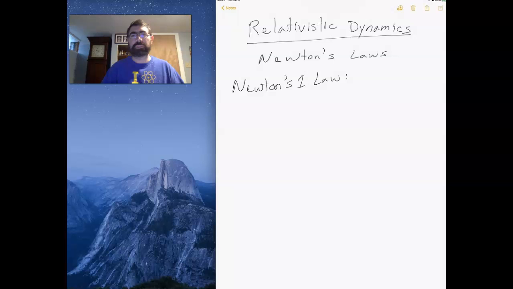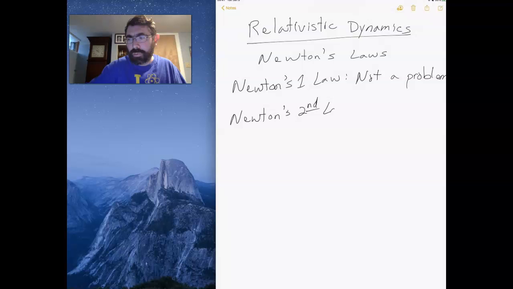So Newton's first law is not a problem because, in special relativity, the postulate is that the physics is the same in these inertial frames of reference. So essentially, there's no acceleration. You're in an inertial frame. The physics is the same. So in that case, this is not a problem. We've essentially already worked out those kinds of cases.